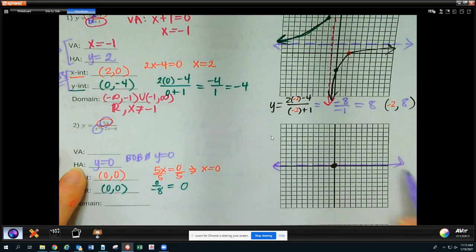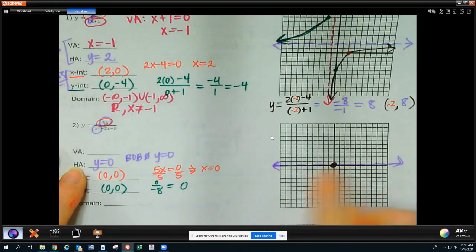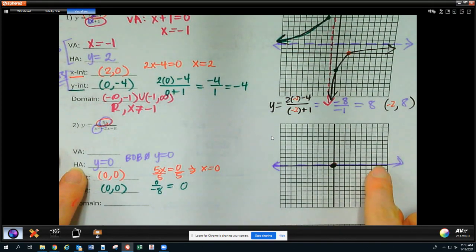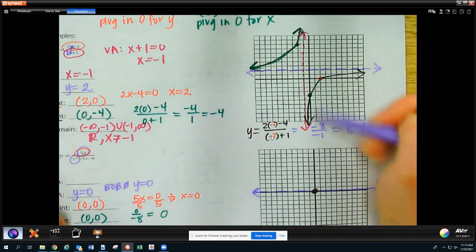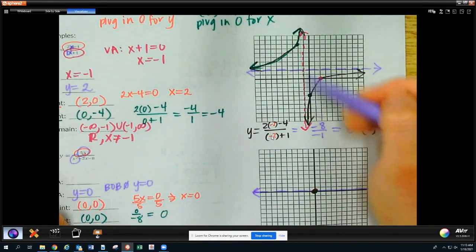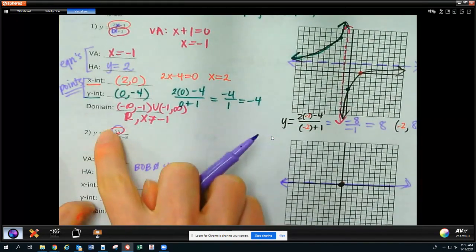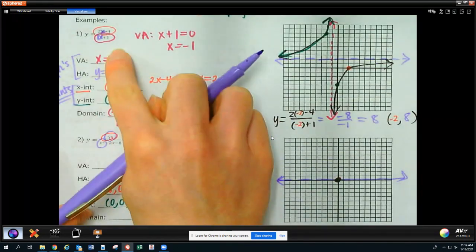And you'll learn more in pre-cal that you actually can cross horizontal asymptotes. We don't worry about that in Algebra 2, but I did want you to see an example that, hey, that does happen. That's why we're not going to be finding the range. For the vertical asymptotes, you never, ever, ever, ever cross a vertical asymptote. And so those domain restrictions are always going to match your vertical asymptotes.